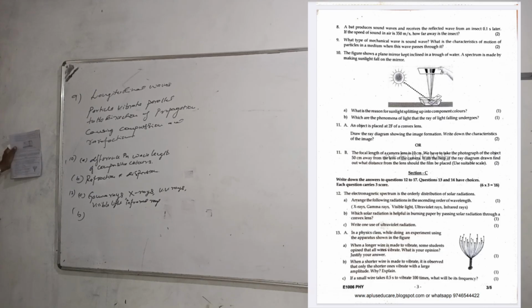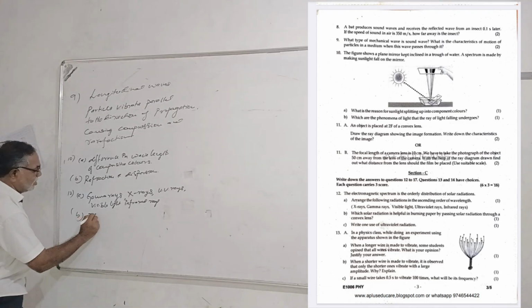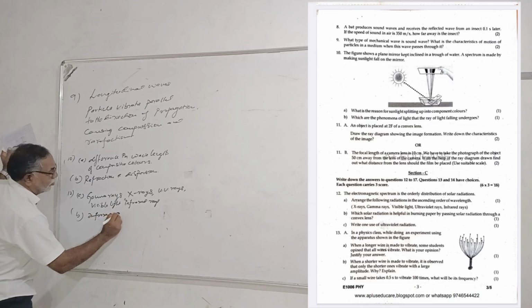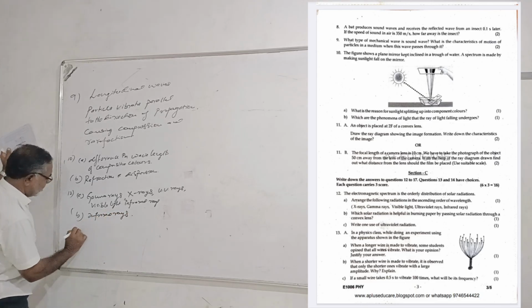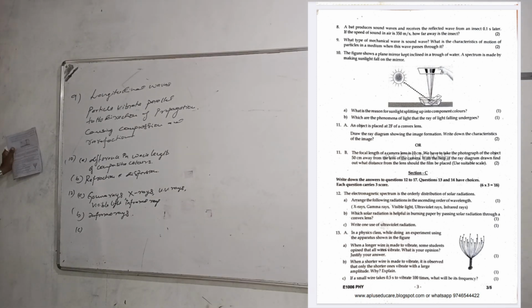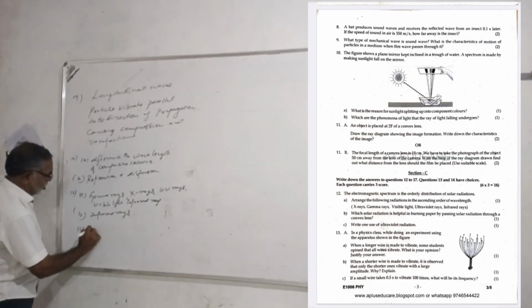Question B. Which radiation is helpful in burning paper by passing solar radiations through a convex lens? It is infrared rays. They are called heat rays. Question C. Write one use of ultraviolet radiation. Ultraviolet radiations produce vitamin D.